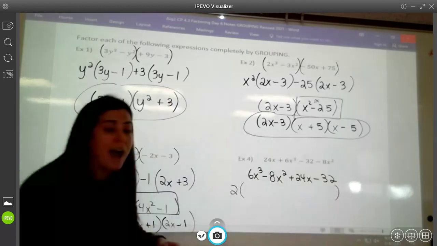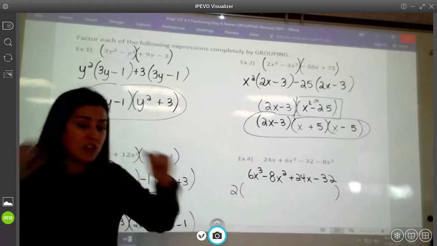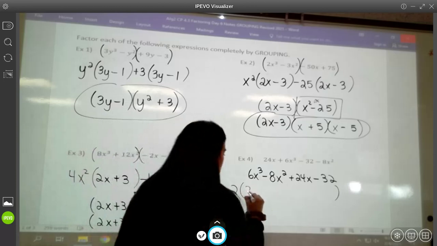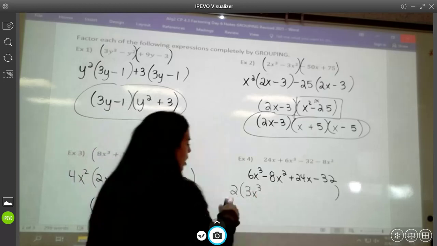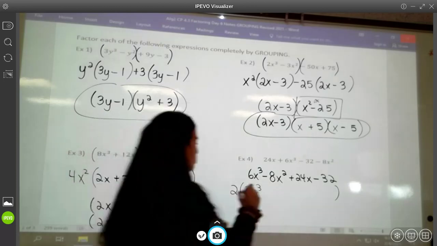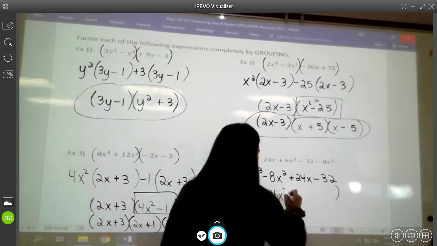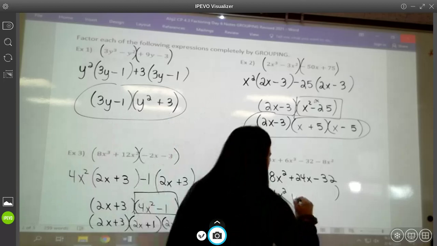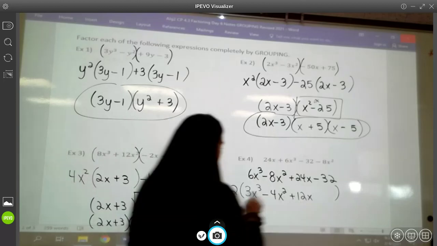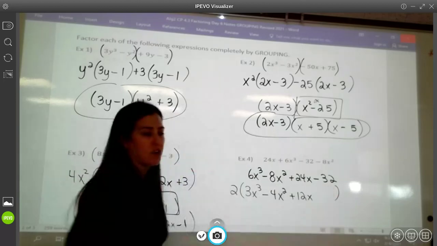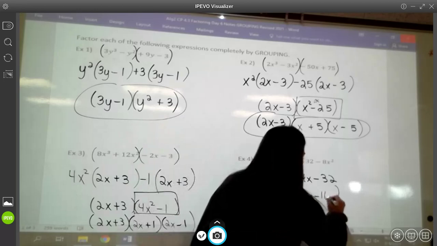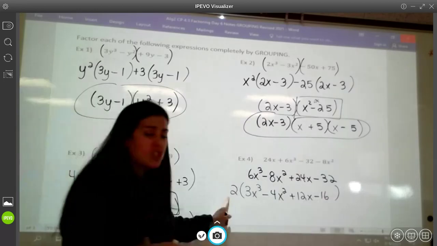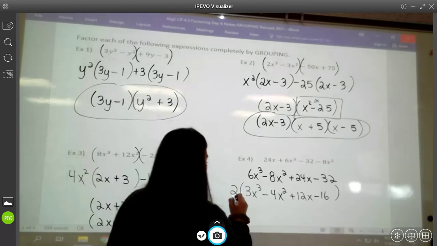What would be left? We're not even grouping yet, we're just taking out a GCF. So 2 times what gets you back to 6x to the third? A 3x to the third. 2 times what gets you back to negative 8x squared? A negative 4x squared. 2 times what gets you back to 24x? A 12x. And 2 times what gets you back to negative 32? Negative 16. Now this 2 that we have pulled out, just bring it down.